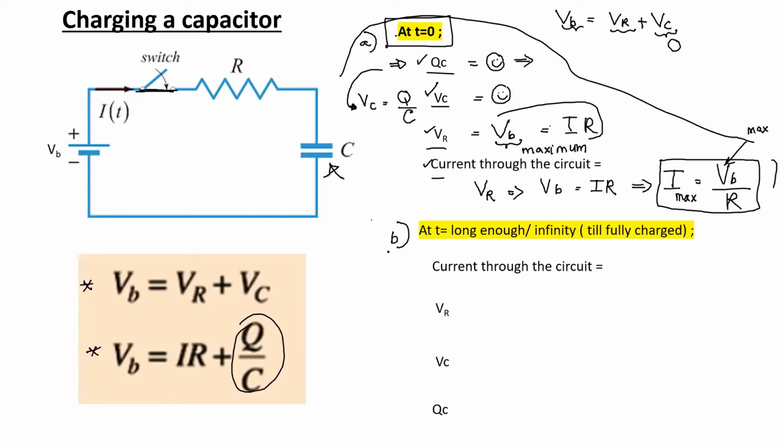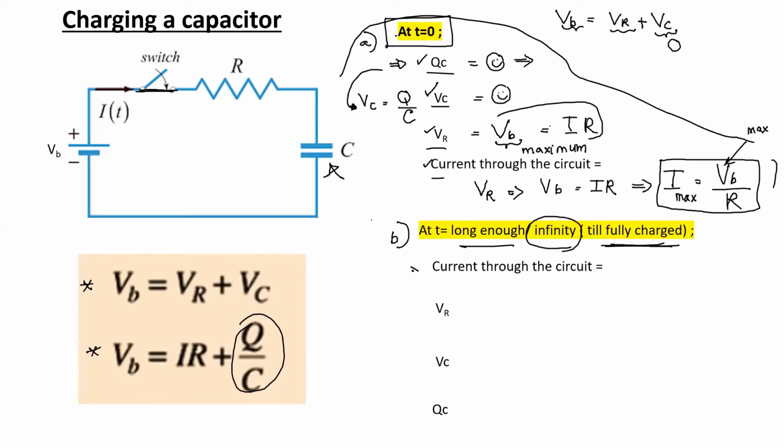Now this is at infinity. So when t is infinity, it means now your capacitor is fully charged. That is what they mean by infinity or long enough. When you wait long enough, your capacitor is charged. What is meant by infinity or long enough is your capacitor is fully charged. So this is something that you have to know.